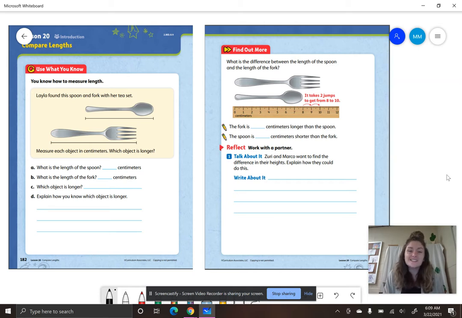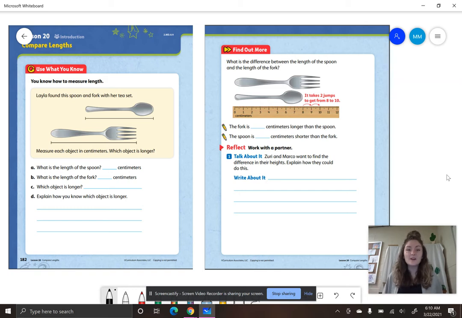Today, you are going to need your instruction book. We are going to be on page 182 and 183. You are also going to need a ruler that has centimeters. So go ahead and get your materials ready, and we will get started with today's video.